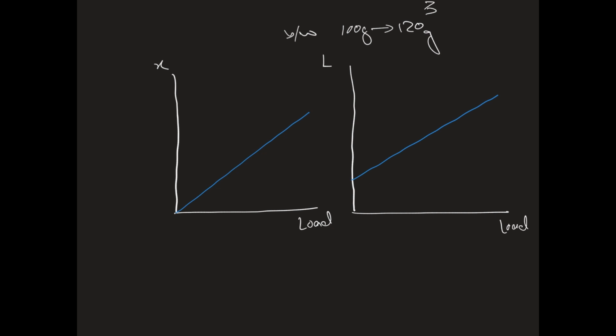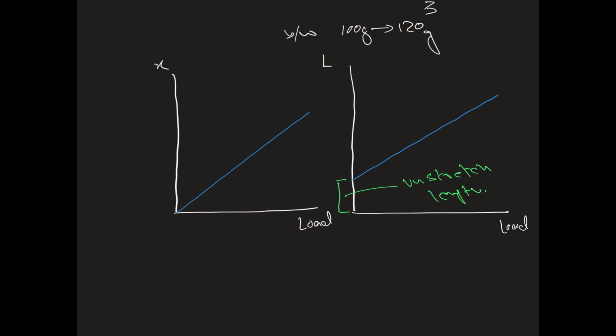Why? Because when the load is 0, there must be some length of the pointer as well, because the spring has its own length. So this length from here to here, what do you call this length? It is known as unstretched length. Unstretched length is the length of the reading on the pointer when there is no load.